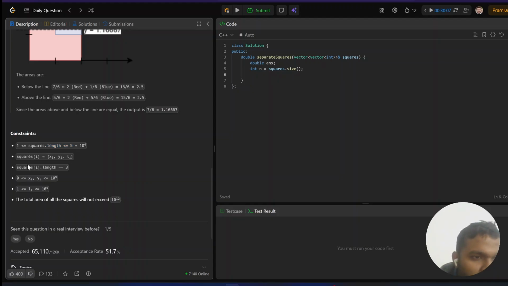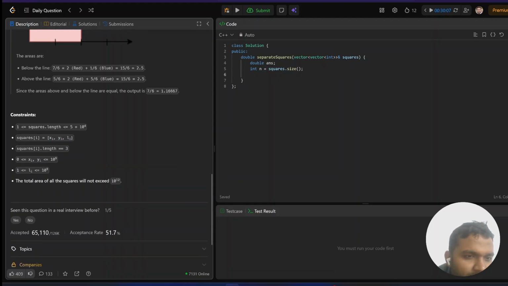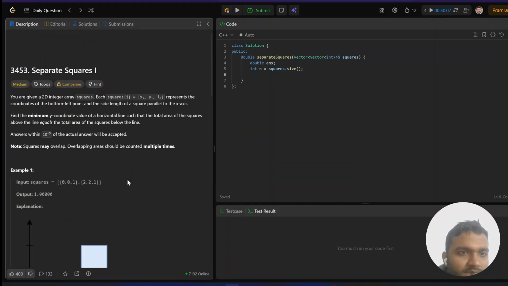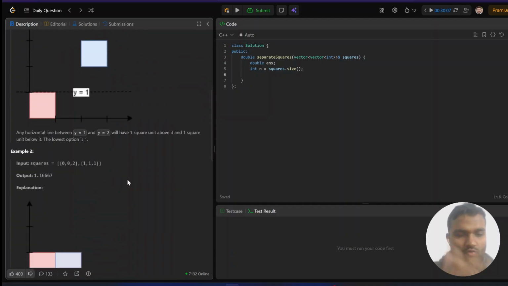Let's discuss the constraints. The length of a square will not exceed 10 to the power 4, so we should limit our solution to near about log n. The total area of the squares will not exceed 10 to the power 12. So, what to do first? First, we have the squares and their coordinates. We can calculate the area because we have the length given.